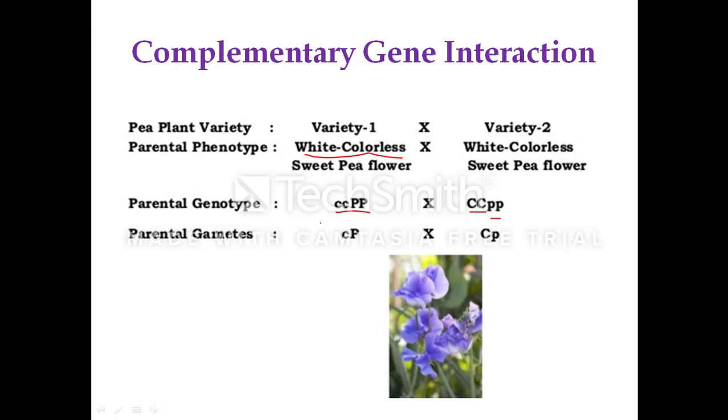Here, due to reductional division, there will be reduction in the chromosome number, and the parental gametes will have 1 c out of 2 c and 1 P out of 2 P. So that means it is homozygous for PP and homozygous recessive for small cc. Here also it is a single capital C out of CC and 1 small p out of pp, homozygous recessive condition.